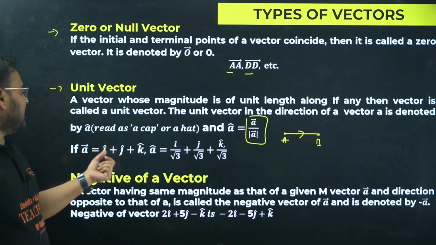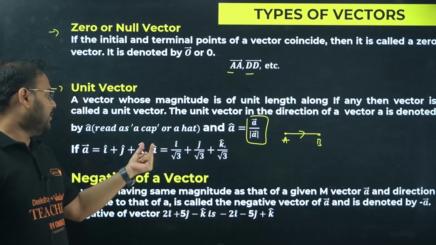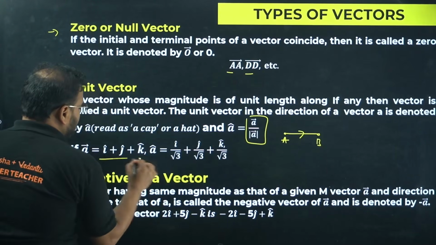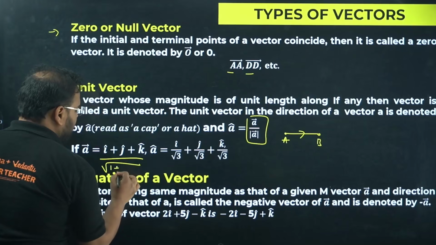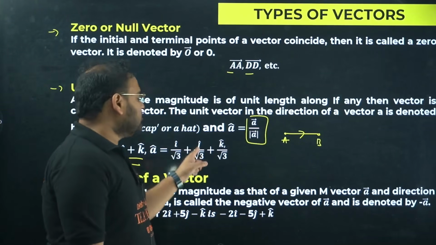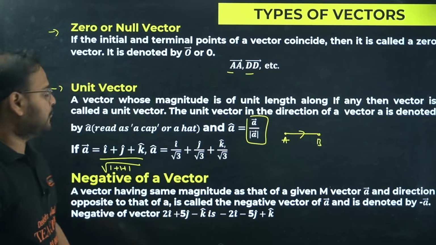For example, in this case i, j, k is given. You simply find A cap by dividing this by mod of A. How are you going to find mod of A? Simply take 1 square, 1 square, and 1 square. You get root 3. So the answer is i cap by root 3, j cap by root 3, and k cap by root 3.